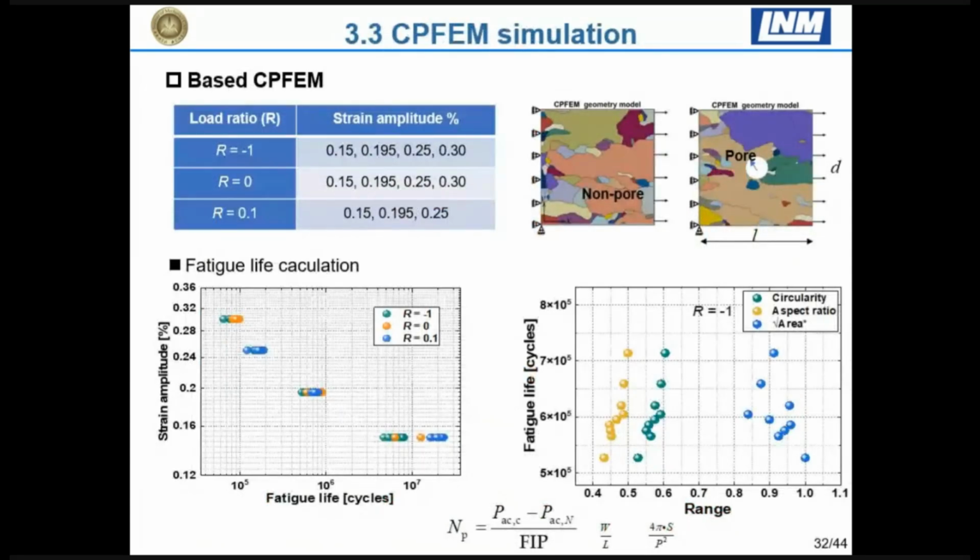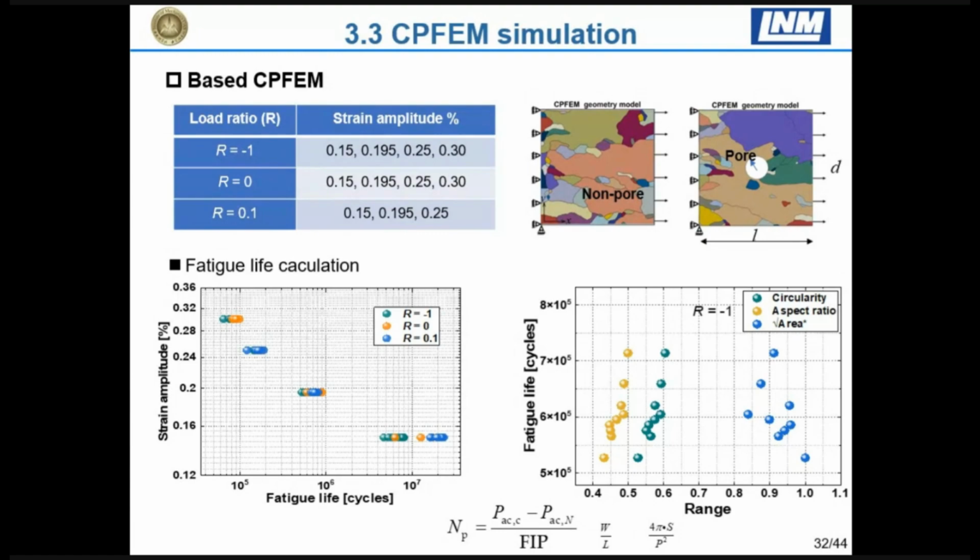So for the crystal plasticity method, it's the same. I think it's a routine: we use the parameters and do calculations, and we use the fatigue indicator parameter to correlate the damage with fatigue lifetime. And here you can see the different strain amplitudes and the stress.